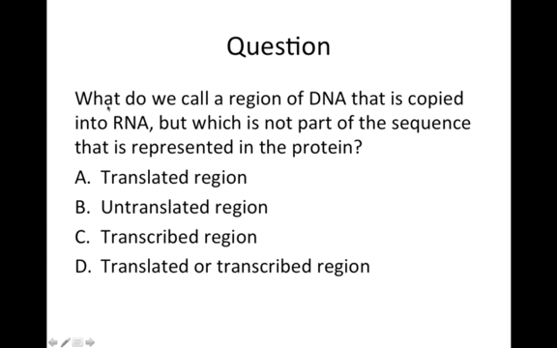Okay, second question: what do we call a region of DNA that is copied into RNA but then is not part of the sequence that is represented in the protein? Here we're talking about the part that's transcribed but not translated. So it's in the red but not in the blue. That is these regions here, which we said are called the untranslated regions.